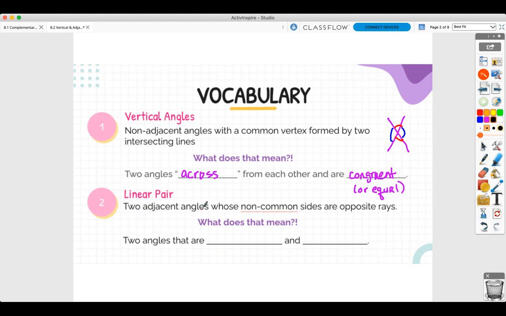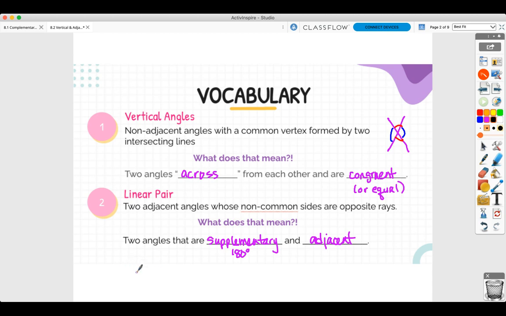Linear pair: two adjacent angles whose non-common sides are opposite rays. I think they can do better with this one. What does that mean? Two angles that are supplementary and adjacent. And you've actually seen linear pairs in the last section. We just didn't call it linear pairs. So they're supplementary, they're 180 degrees, and they're next to each other.